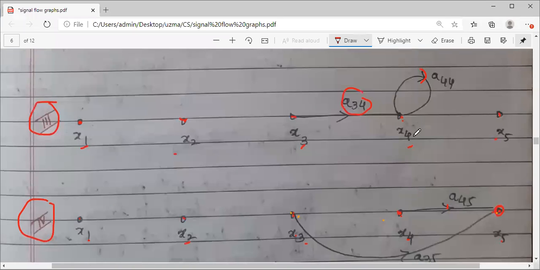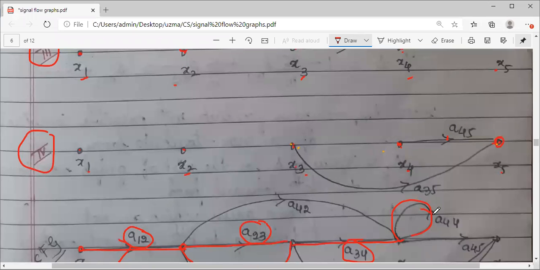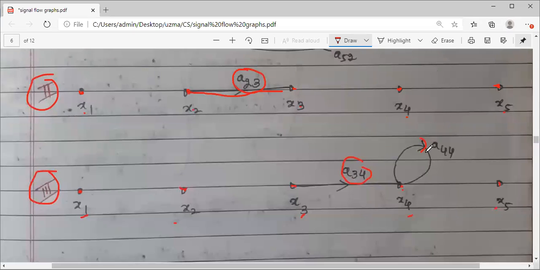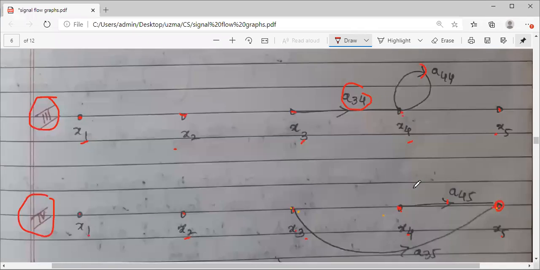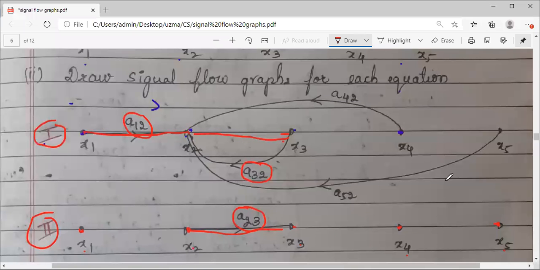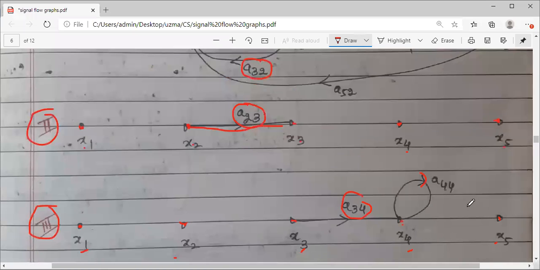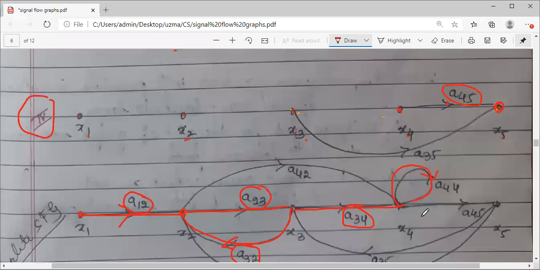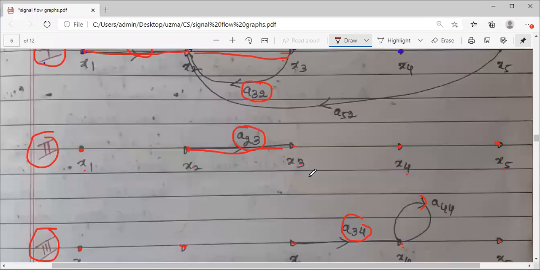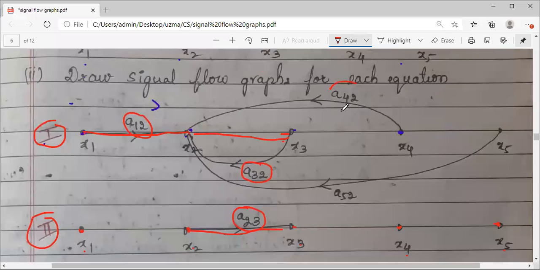I think the direction is wrong. Yes, actually, I should have taken it like this. The same thing, whatever I have drawn here, I need to reproduce it. Then between X4 and X5, check. Yes, it is here, A45. So use that, A45. Okay. After that, look at what is left.